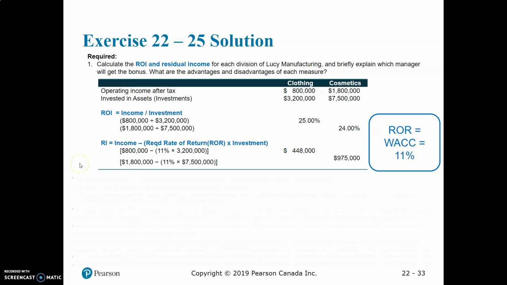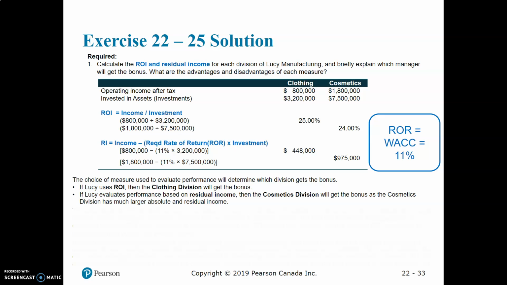Now let's calculate the RI for the cosmetics division. We know that the after-tax operating income is $1.8 million for the cosmetics division minus the weighted average cost of capital, which is the same as the required rate of return at 11%, times the $7.5 million of investment in assets for the division. That gives us a residual income of $975,000 for the cosmetics division.